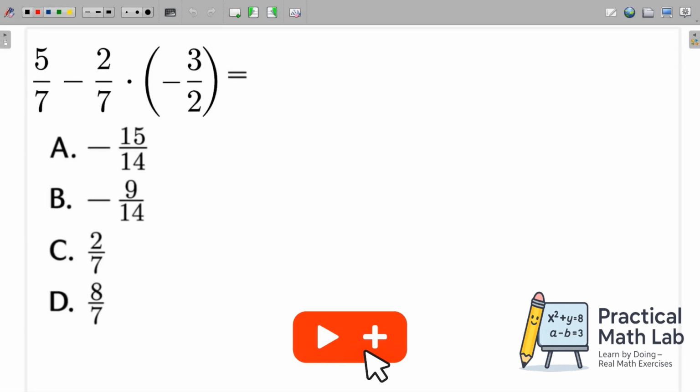Today, we're going to solve another test question. What will the correct answer be? Is it option A, B, C, or D?